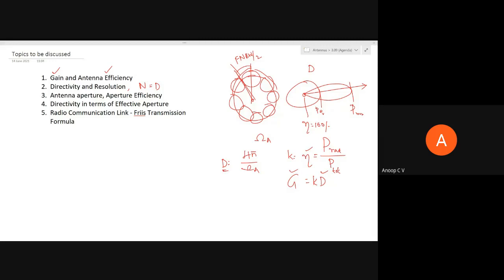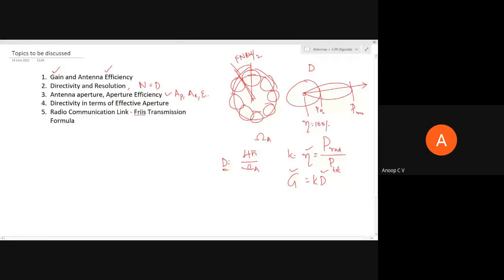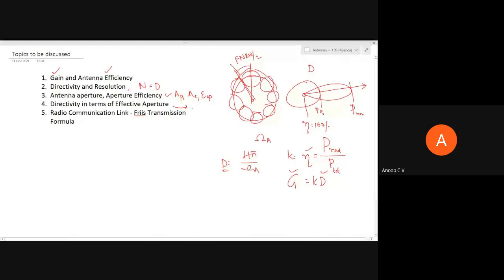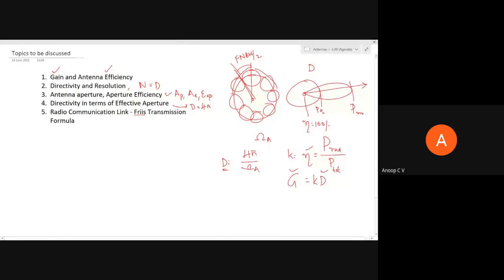Okay, fine. So that is the next thing, directivity and resolution. Then we will discuss antenna aperture: the actual physical aperture, the effective aperture, and the aperture efficiency. Then we have to find a relationship between directivity and effective aperture. We can write directivity equal to 4 pi A by lambda square, and this relation we have to derive. And if time permits, we'll take up the radio communication link, or Friis transmission formula. So that is today's agenda.